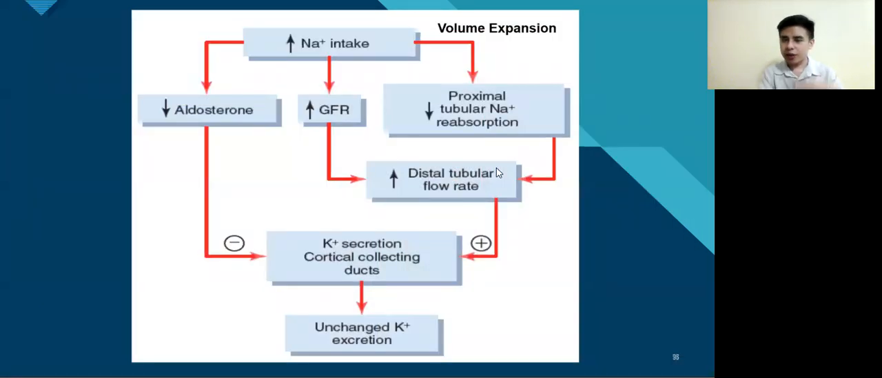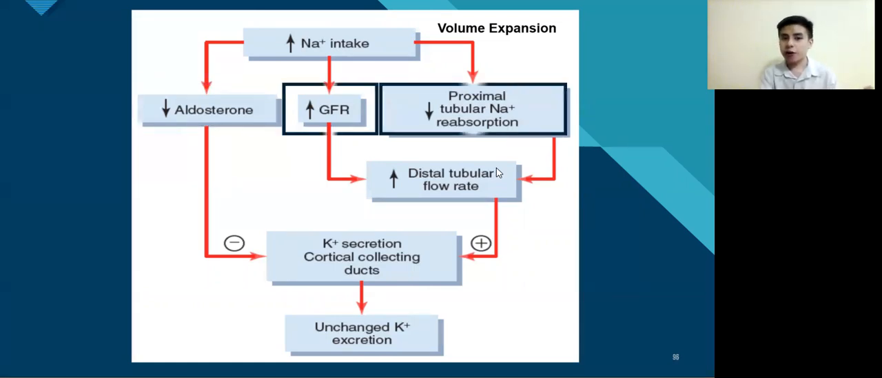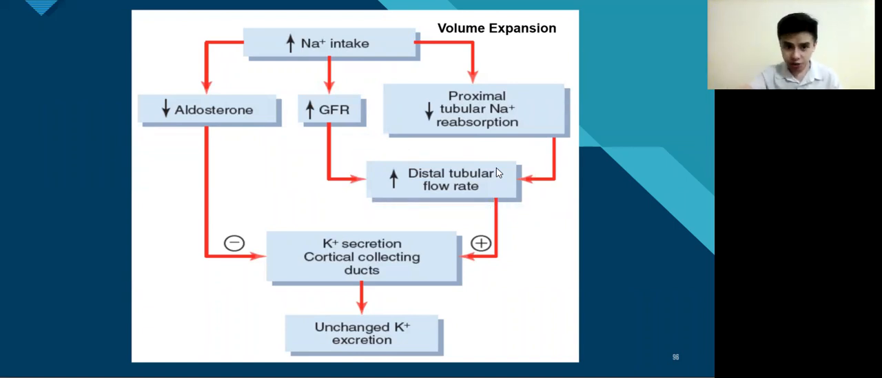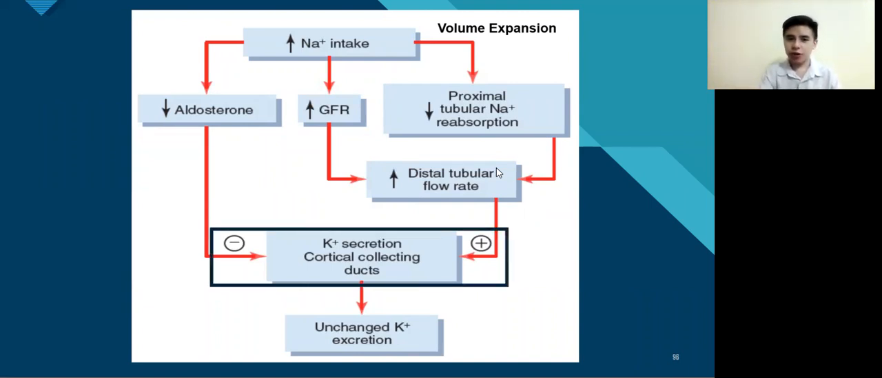Okay, so again, whenever there's a volume expansion like increased sodium intake, there's a decreased aldosterone because RAAS is inhibited, GFR will be activated, less sodium reabsorption will happen somehow because of the tubuloglomerular feedback and glomerular-tubular balance somehow, no? So there will be increased tubular flow rate, and then increased tubular flow rate will cause potassium secretion. Low aldosterone will decrease potassium secretion. So overall, the potassium secretion is usually a little bit unchanged.